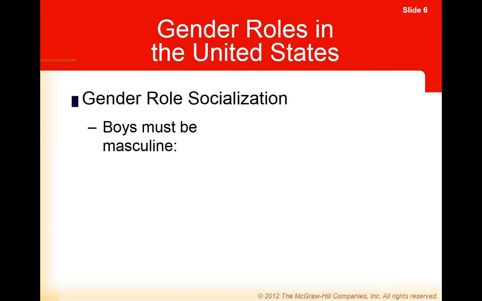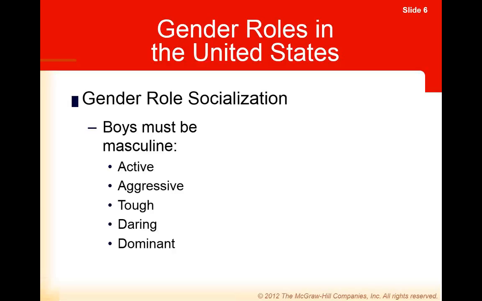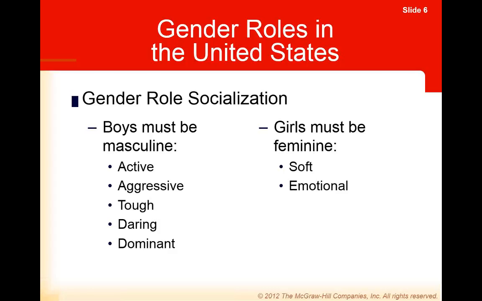And this is something we learn. We go through a socialization process, learning appropriate behavior. Masculine gendered behavior for boys includes being active, aggressive, tough, daring, and dominant. Feminine behavior for girls includes being soft, emotional, sweet, submissive.